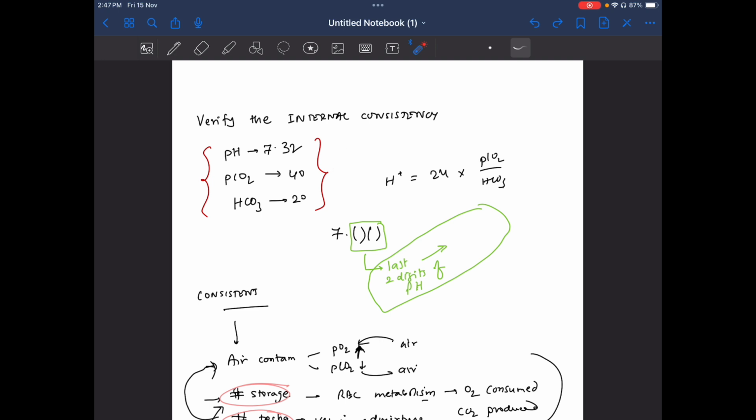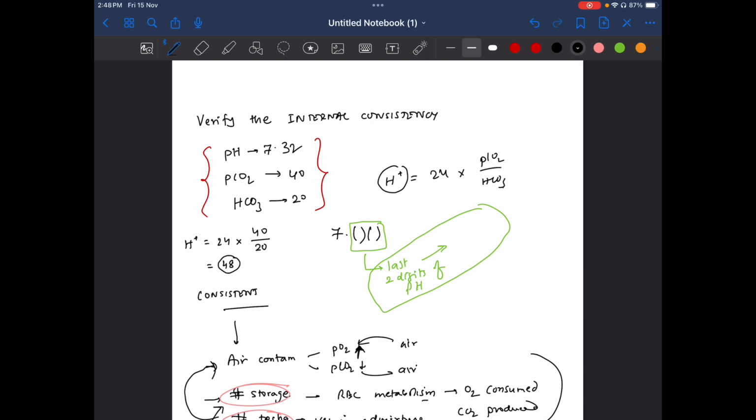So suppose we have these values right here. How can we verify it? We'll use this to calculate the concentration of the hydrogen ion. In this case, the hydrogen ion would be nothing but 24 multiplied by PCO2, which is 40, divided by bicarb, which is 20. So this will become 48.